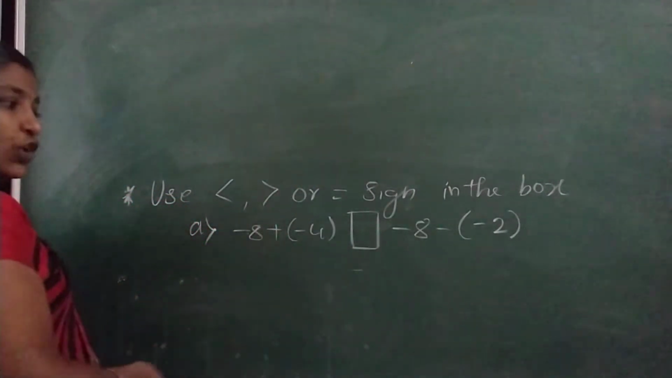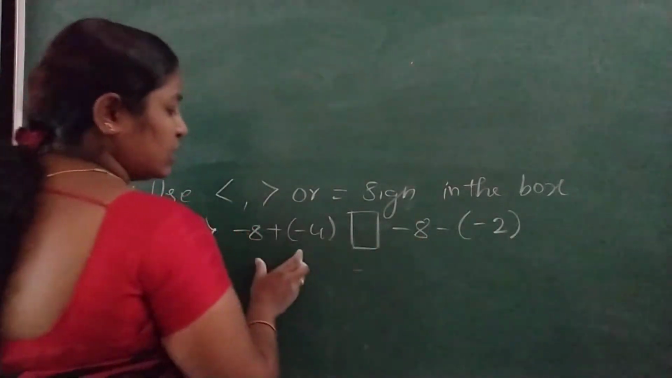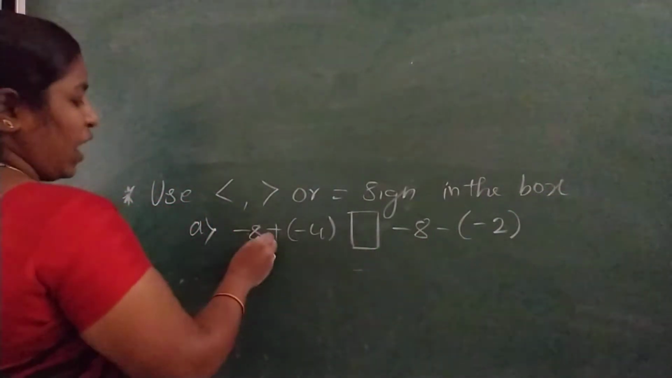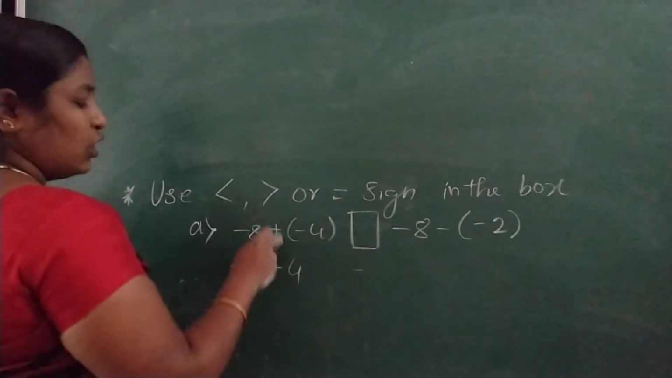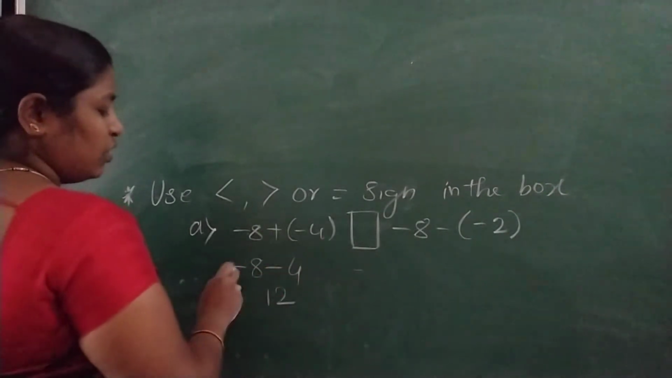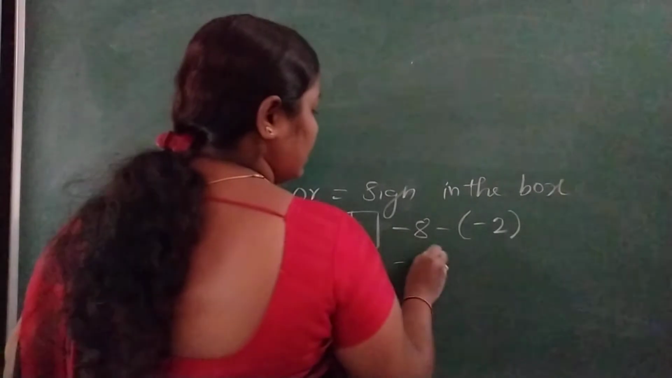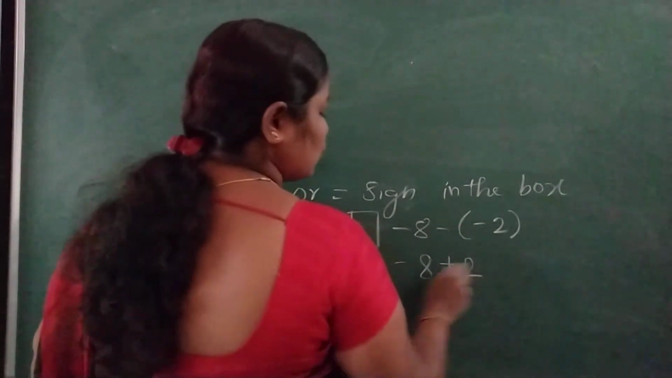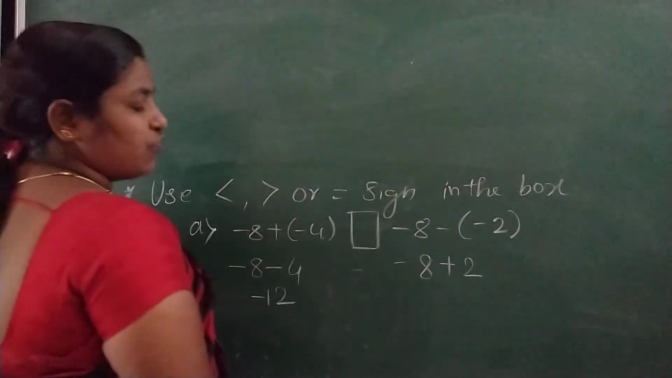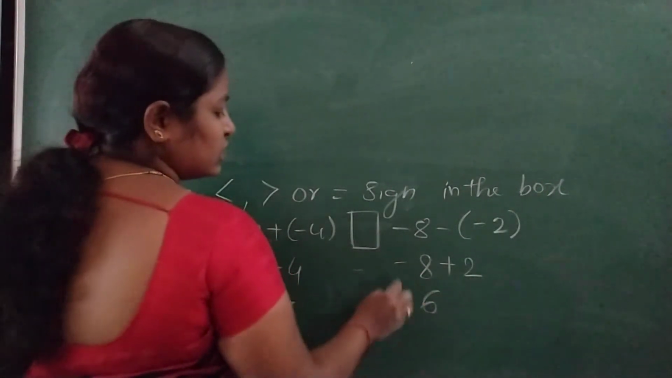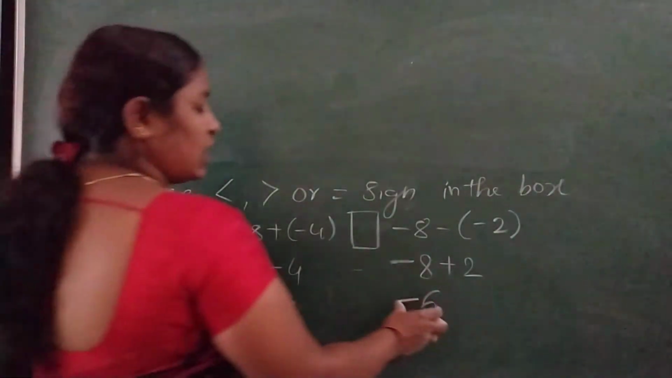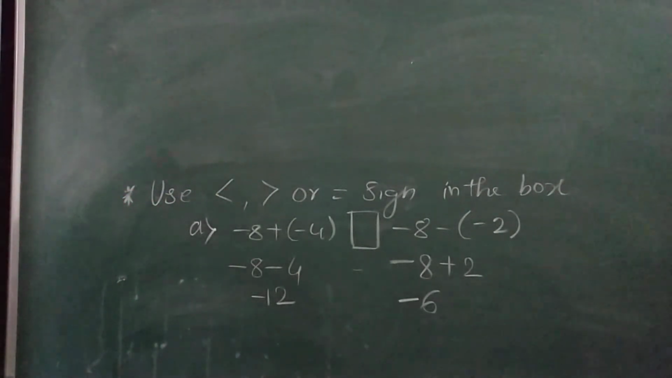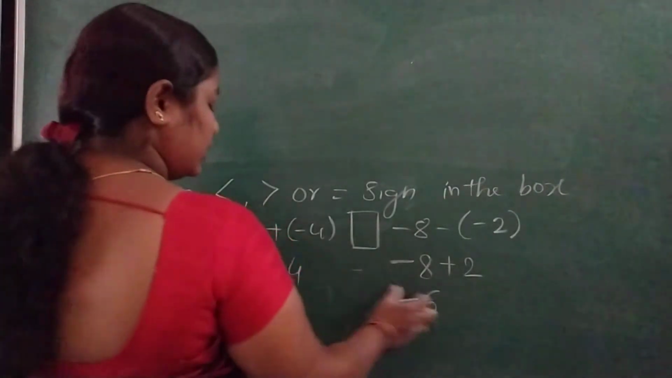To decide that, you have to compare these two numbers. First you should get the answer. So minus 8 plus into minus minus 4. Both are minus, go for addition. 8 plus 4 is 12, so minus sign. Here minus 8 minus into minus plus 2. Symbols are different, so you should go for subtraction. 8 minus 2 is 6. The bigger number's symbol is minus, so minus 6. Which one is bigger, minus 12 or minus 6? So minus 6 is bigger than minus 12.